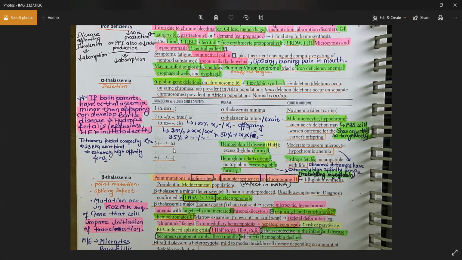Yeah. Okay, so the first scenario is one deletion of the alpha gene. Because the three genes are still normal, they will form the alpha chain very normally. So you do not have any kind of anemia. They are just a silent carrier of the disease. Okay. Second thing, you will have two deletions in the genes.